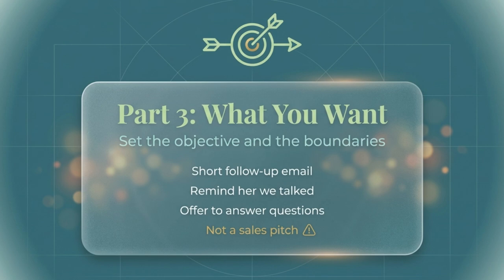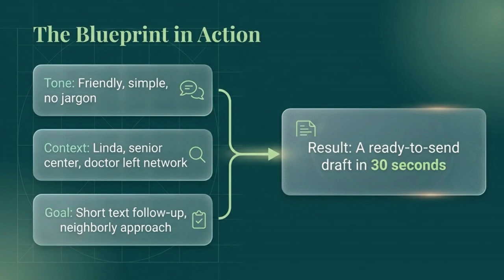Let me show you what this looks like as a complete prompt. You type, "I am an independent insurance agent. I am friendly, casual, and I keep things simple. I met a woman named Linda at a senior center event last Tuesday. She said she was frustrated with her current Medicare plan because her doctor left the network. Write a short text message following up with her. Keep it under 4 sentences, no jargon. Make it sound like I am texting a neighbor, not a client."